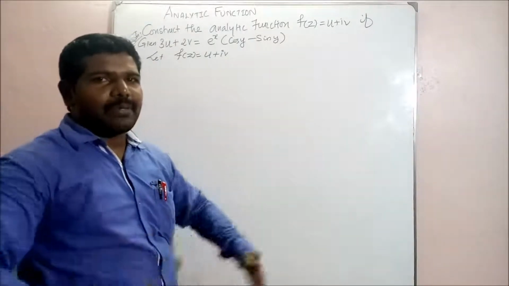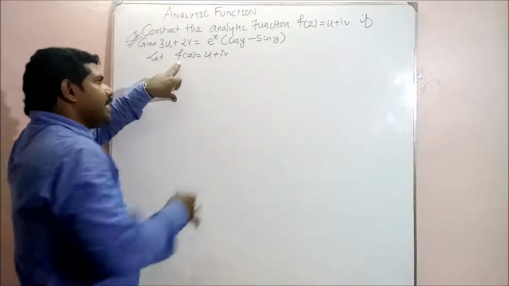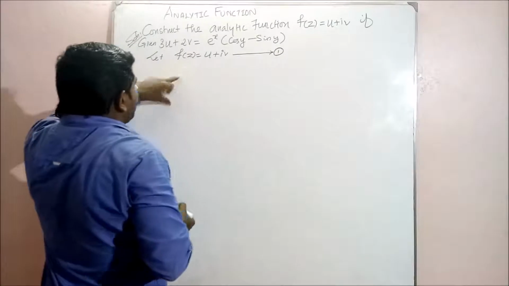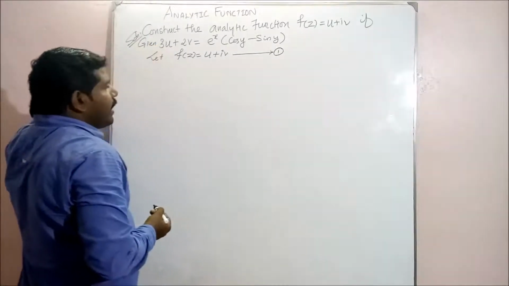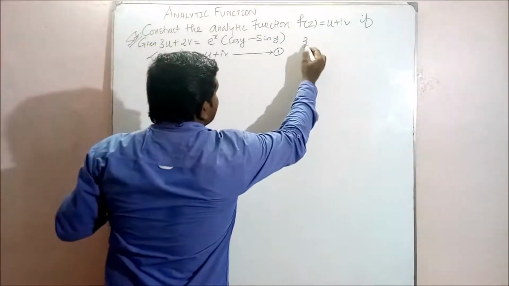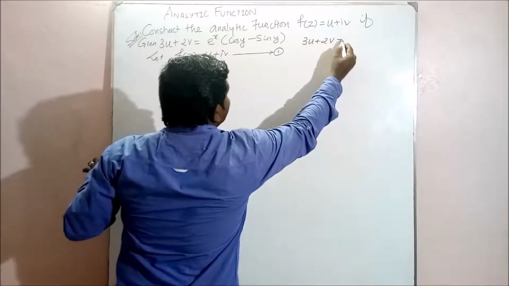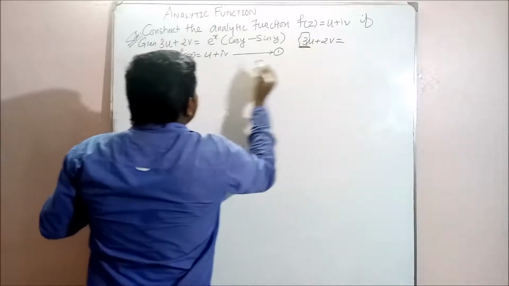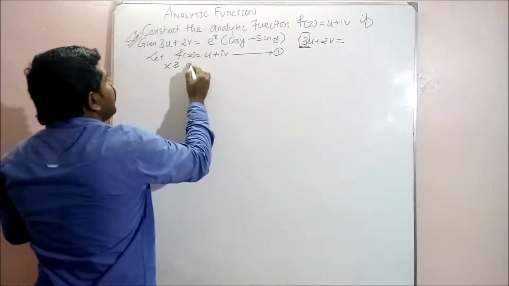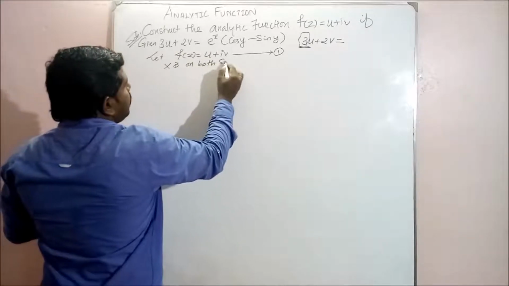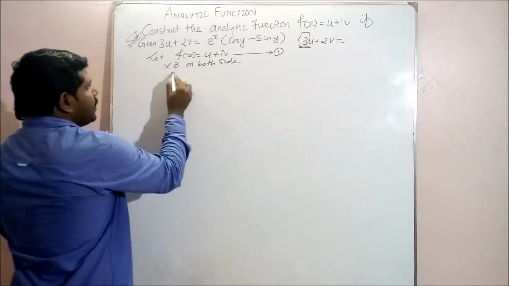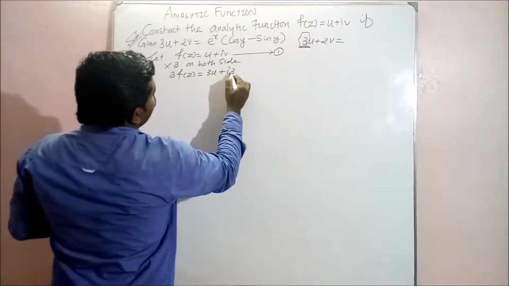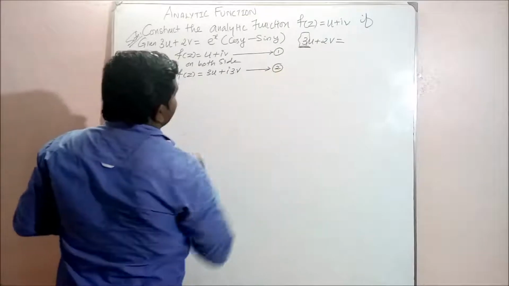எல்லா ப்ராப்ளத்துக்கும் ஒரே ப்ரொசீஜரை ஃபாலோ பண்ண போறோம். f of z equal to u plus iv இது equation 1 அப்படினு வச்சுக்கோங்க. அப்புறம் real part u க்கு coefficient 3u plus 2v is given. So the coefficient of u is 3, so multiply by 3 on both sides: 3f of z is equal to 3u plus i into 3v. This is equation 2 அப்படினு வச்சுக்கோங்க.